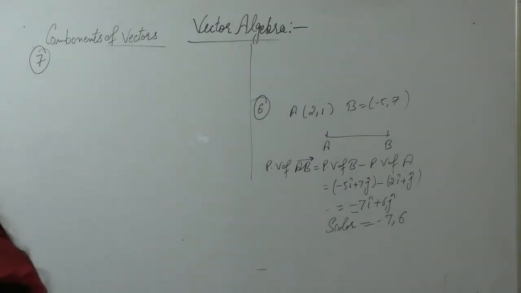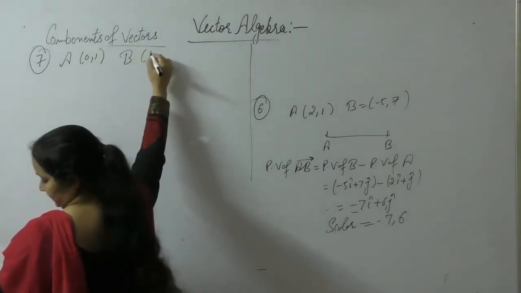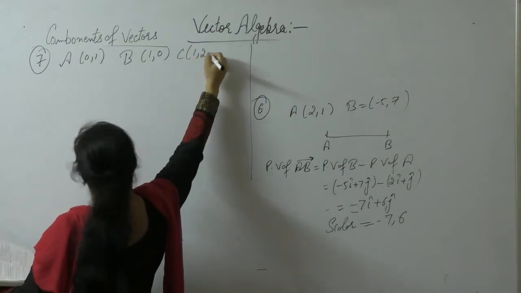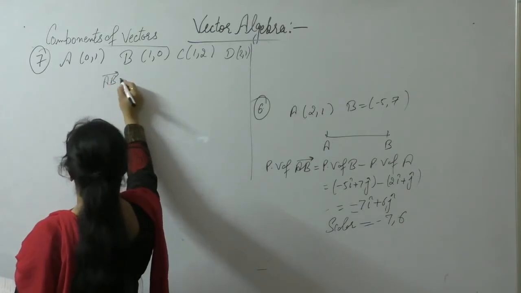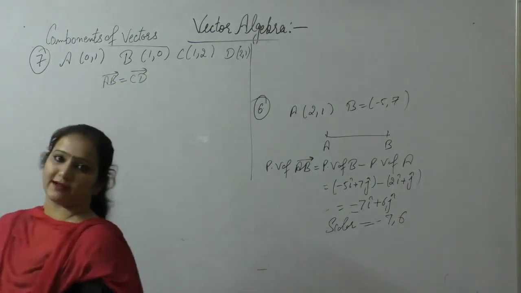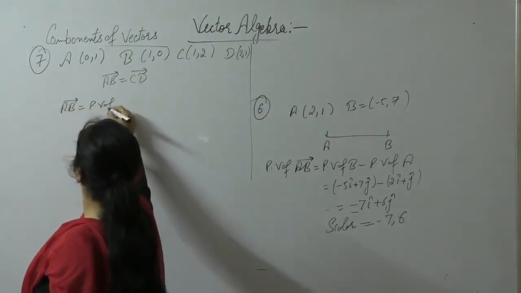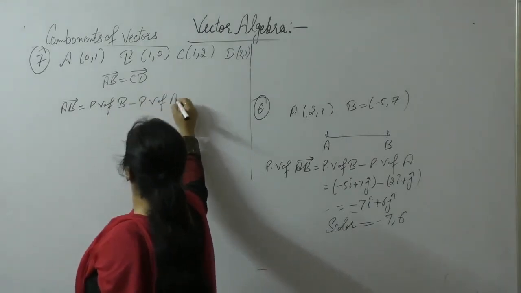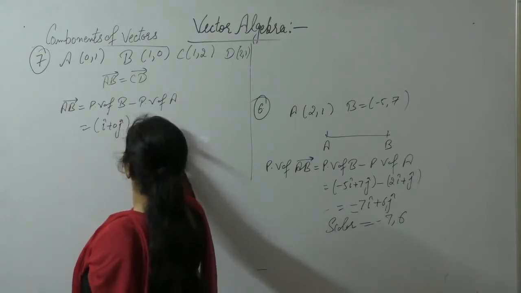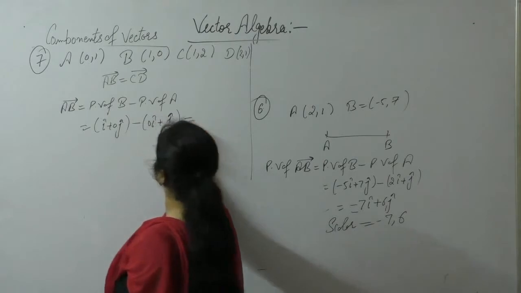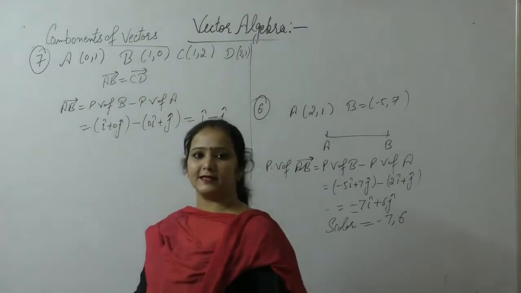Next one. If A is (0, 1), B is (0, 0), C is (1, 2) and D is (2, 1), prove that AB vector is equal to CD vector. Now we want to find the value of vector AB, that is equal to the position vector of B minus the position vector of A. B is 0i cap plus 0j cap, A is 0i cap plus 1 into j. 1 minus 0, 0 minus 1. So i cap minus j cap.